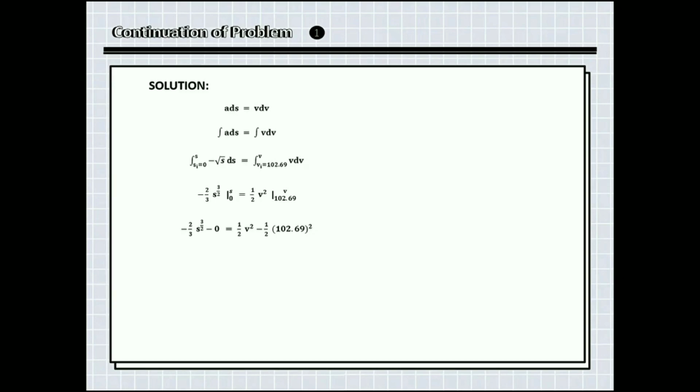By transposition, we get the value of s, which is equal to negative 3/2 times 1/2 times the quantity of v squared minus 102.69 squared, raised to 2/3. We multiply the reciprocal of the exponent 3/2, which is 2/3, to both sides to cancel out the exponent in s. And since s is what we're trying to find, we can say that s is the final position or the stopping distance, and v equals the final velocity.